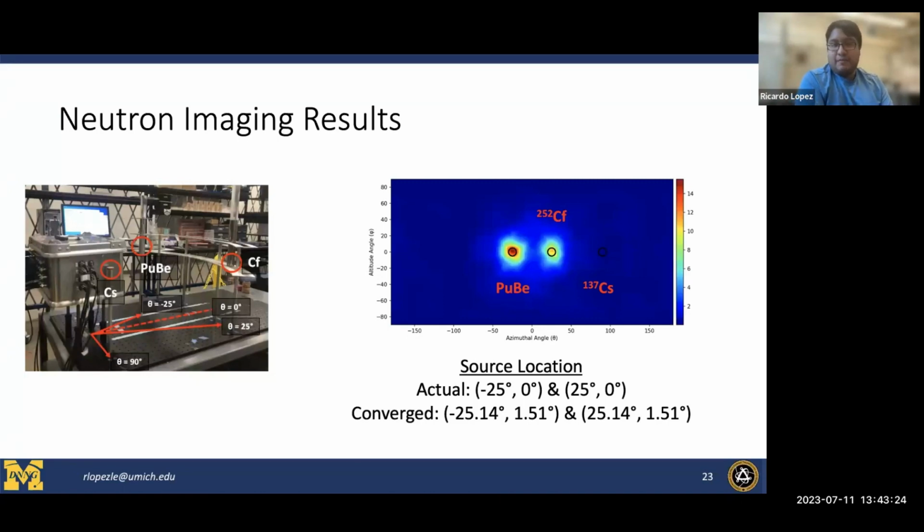But this goes to show that, based on the neutron imaging methodology, we are definitely able to discriminate between gamma ray sources in the same field of view, and also we're able to successfully measure neutron sources, multiple neutron sources, at the same time.